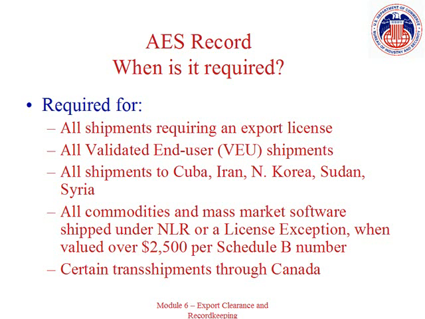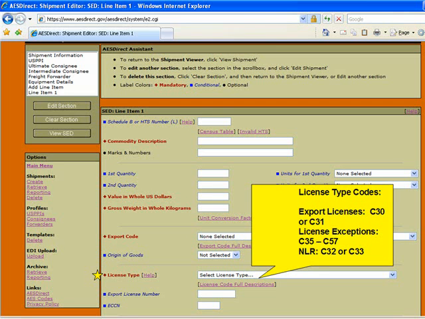There are a number of exemptions to the SED or AES filing requirements. These exemptions are detailed in the Foreign Trade Statistics Regulations issued by the Bureau of Census. This slide shows the page from the AES record where you're required to fill out information related to the export authorization. First, you must select the license type. The license type is the code in AES used to designate the type of authorization under which the export is being made. Examples of these codes include C3 to designate the use of an export license issued by BIS, and C36 to designate the use of license exception GBS.